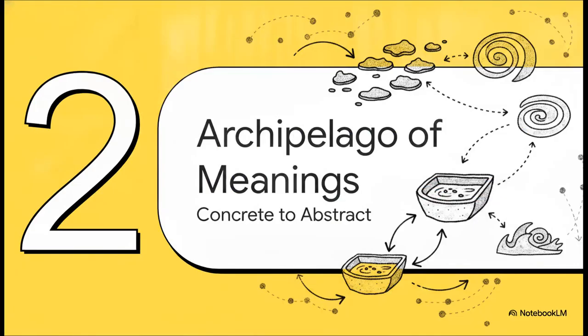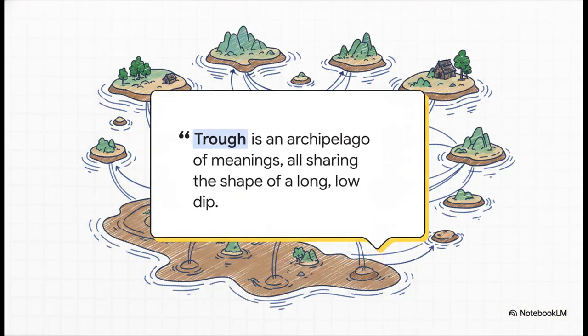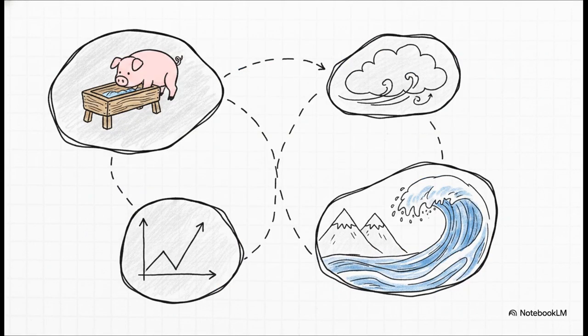Moving on to part 2, an archipelago of meanings, connecting the concrete to the abstract. I love this analogy. Think of the word trough as an archipelago. A chain of distinct islands of meaning. On the surface, these definitions might look completely separated by vast oceans of entirely different contexts. But if you look beneath the surface, they're all connected to the exact same foundational landmass. And in this case, that landmass, the thread tying all these definitions together, is that physical shape, a long, low dip. Let's actually go island hopping across this archipelago, starting with the most concrete and moving to the abstract.